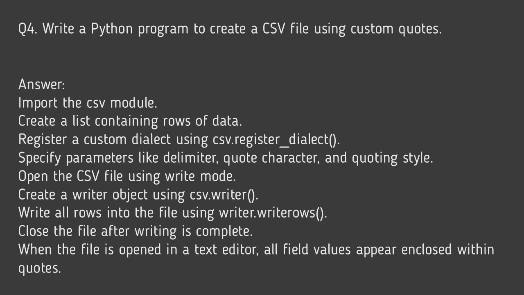To write a CSV file with custom quotes in Python, first import the CSV module and create the data list. Then register a custom dialect with delimiter and quote settings. Use CSV writer to write the rows into the file. The output will store each field inside quotes.